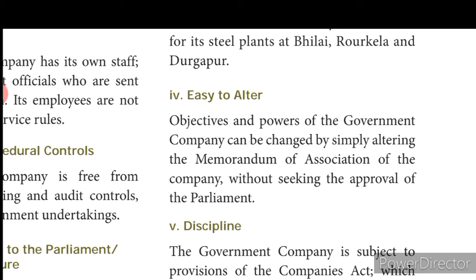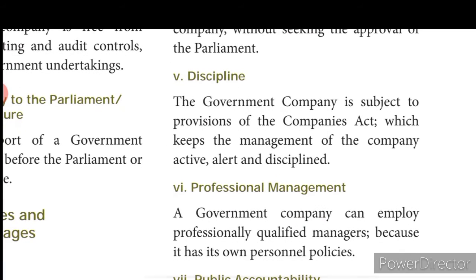Discipline means a government company is subject to the provisions of the Company Act, which keeps the management of the company active, alert and disciplined. So it actually runs with the provisions of the Company Act, and because of this it should always keep the management of the company active, alert and even disciplined.